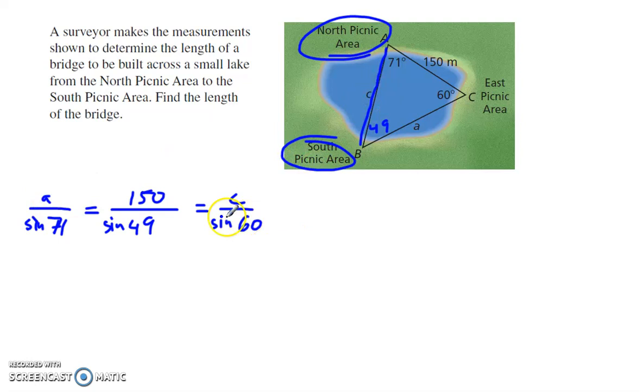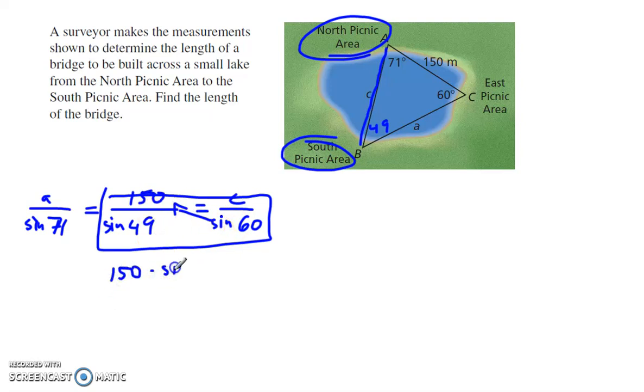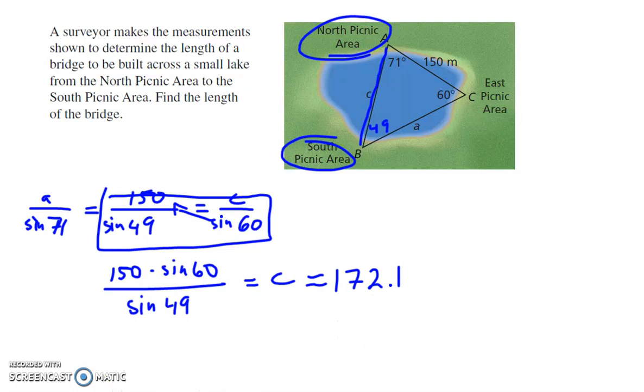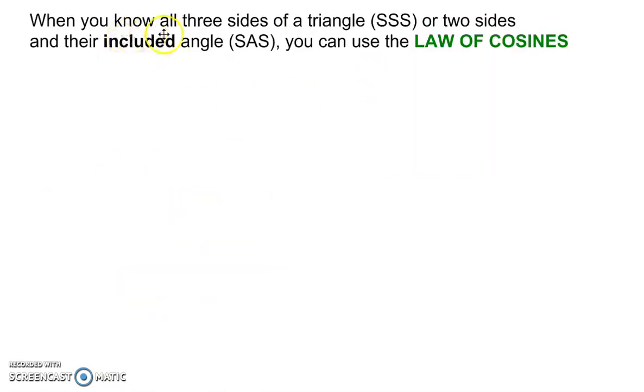We are looking for C, so we're going to use this proportion right here. Cross multiply, bring sine up there, 150 times sine 60 over sine 49. Type that into your calculator and you get approximately 172.1.